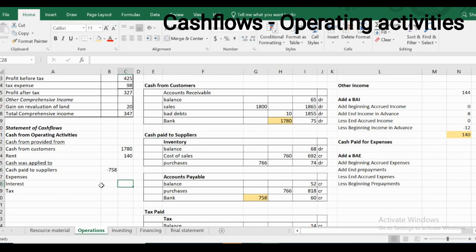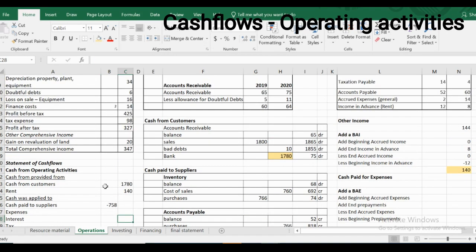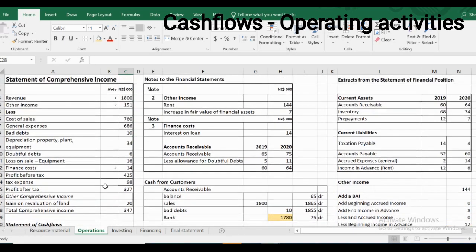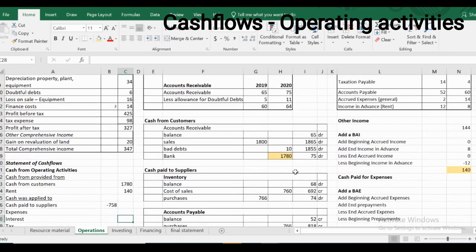Next one I'm going to do is expenses. So for expenses, we need to start off by getting our cash expenses, not including interest. So looking up here at our income statement, we've already used cost of sales, so we don't use that. General expenses, that's going to be cash expenses there. We look at bad debts, depreciation, doubtful debts, and loss on sale. They're all non-cash expenses, so we don't include those. We're only using the cash expenses here of the 686.